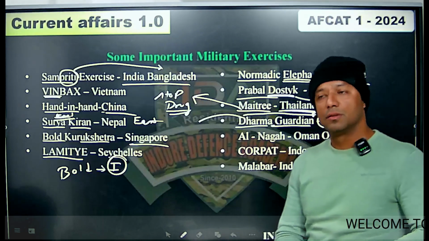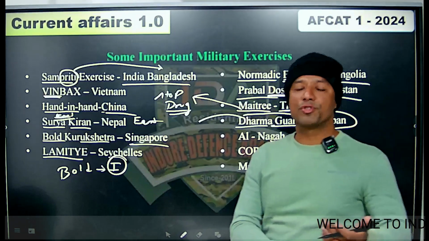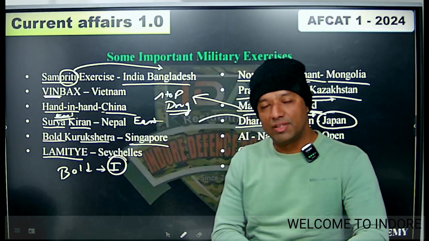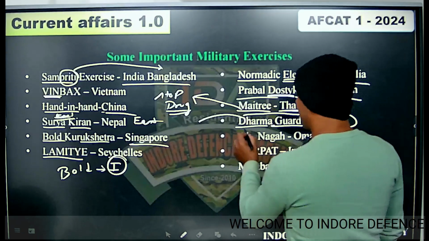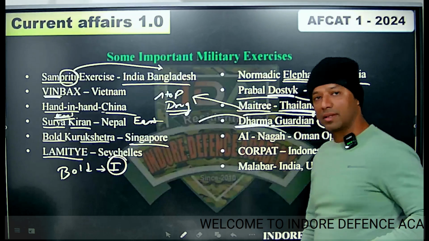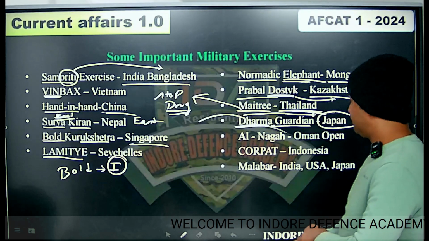द धर्मा, तो विच धर्मा? Most of all Japanese are Buddhist. So Buddhist come from the India. So you can memorize it. Dharma is connected to Japan.